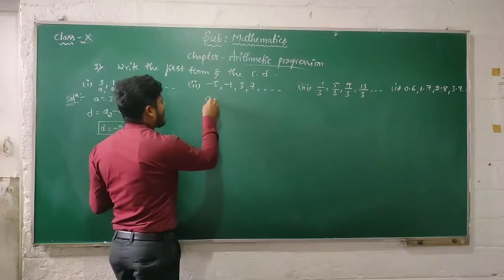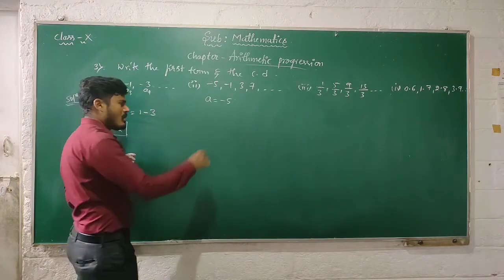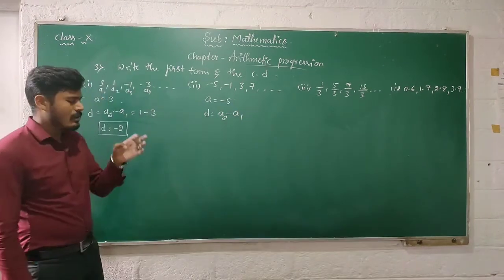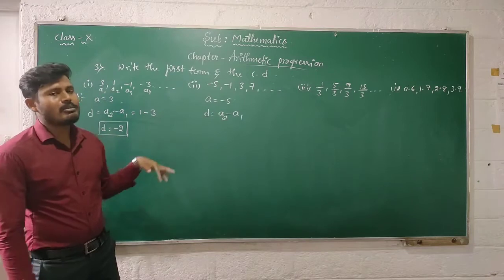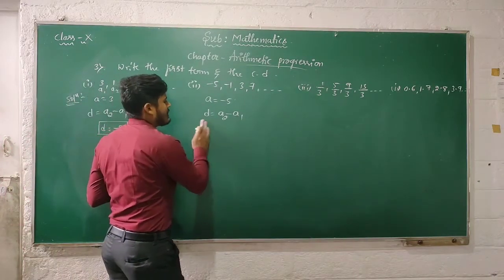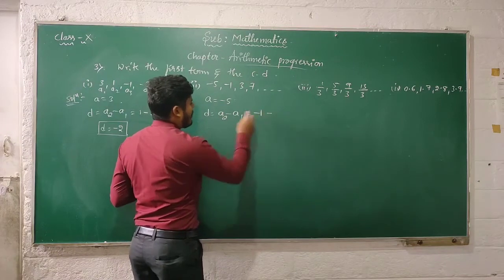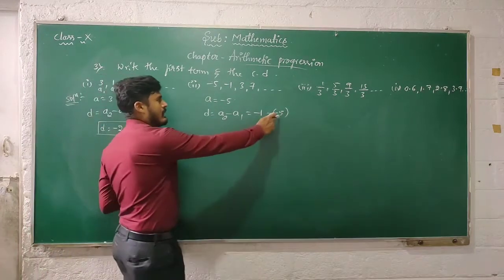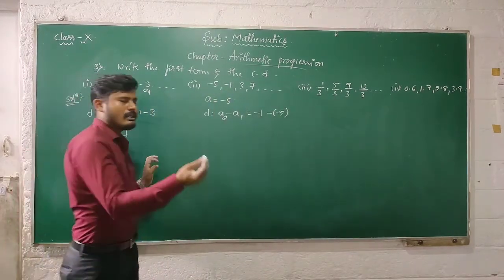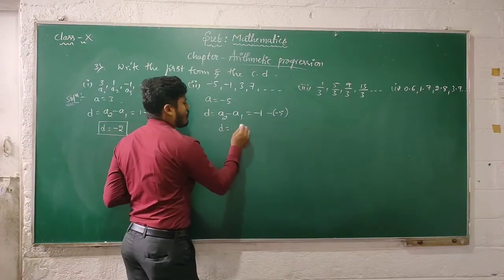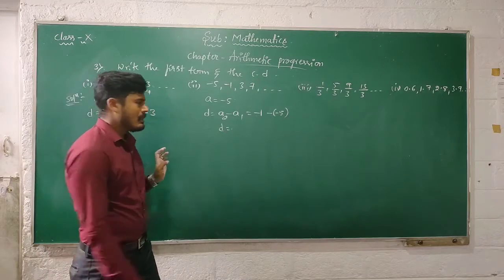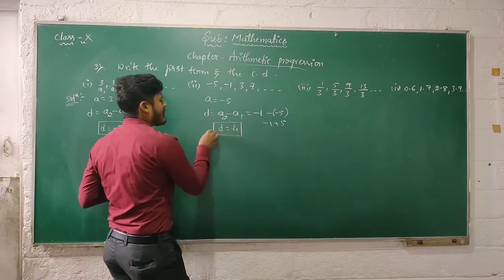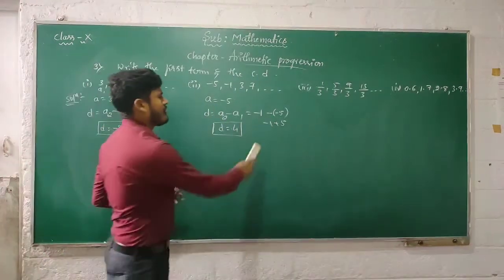Then the second one, here A is equal to minus 5. Then what about the common difference? D is equal to A2 minus A1. This is the relation for common difference: the difference of any term and its preceding term. So here D is equal to A2 is minus 1 minus of A1 is minus 5. We put minus here because the first term is a negative integer, minus 5. So here D is equal to minus 1 minus into minus 5, so minus 1 plus 5. This is equal to 4. So the common difference is 4. So this is the answer for our second question.